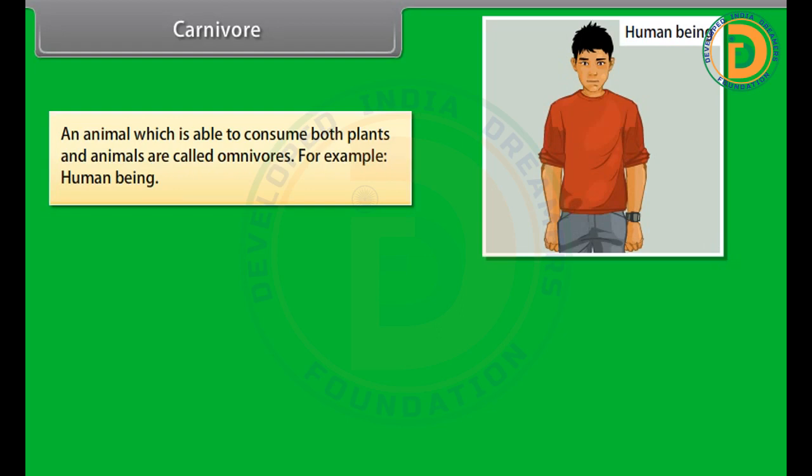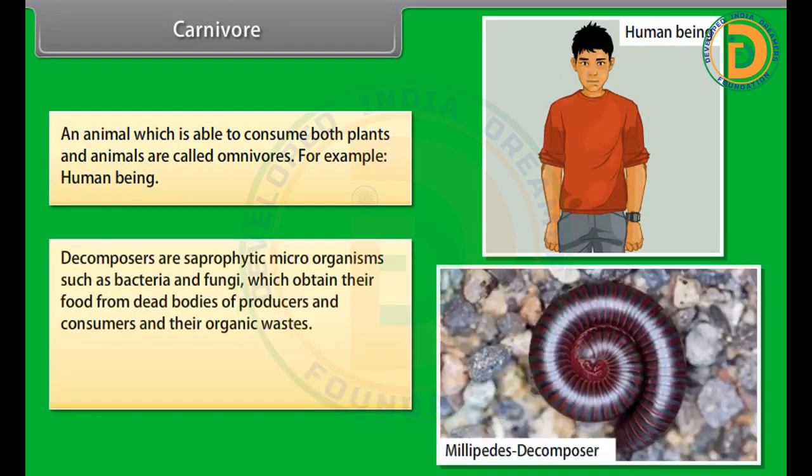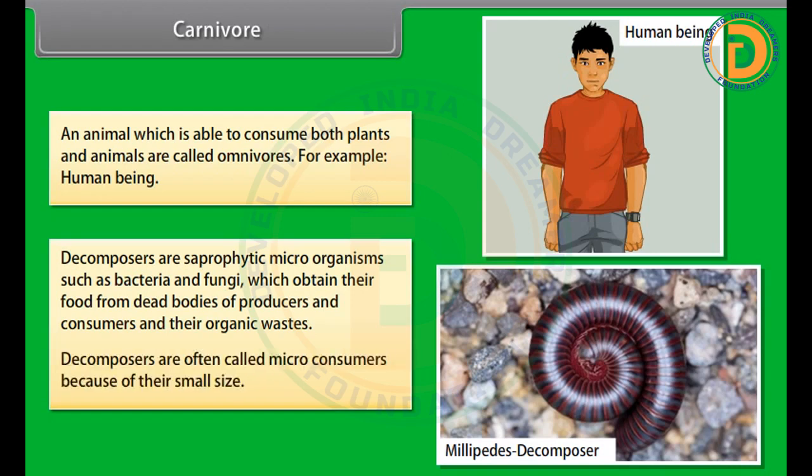An animal which is able to consume both plants and animals is called an omnivore. For example, human being. Decomposers are saprophytic microorganisms such as bacteria and fungi, which obtain their food from dead bodies of producers and consumers and their organic wastes. Decomposers are often called microconsumers because of their small size.